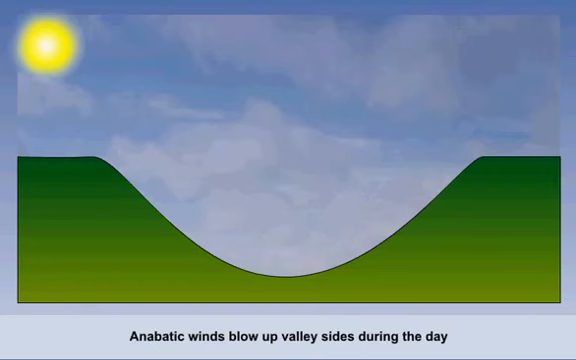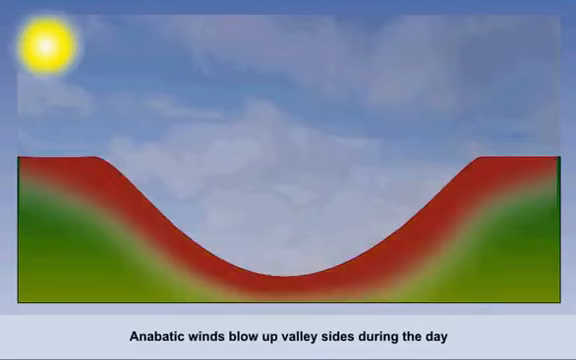There are two other types of localized winds. Again, these can only be observed when the general wind conditions are slack and there are no major pressure systems dominating the region. They are called anabatic and katabatic winds. Looking at the diagram, we have a sloping terrain either side of a valley.